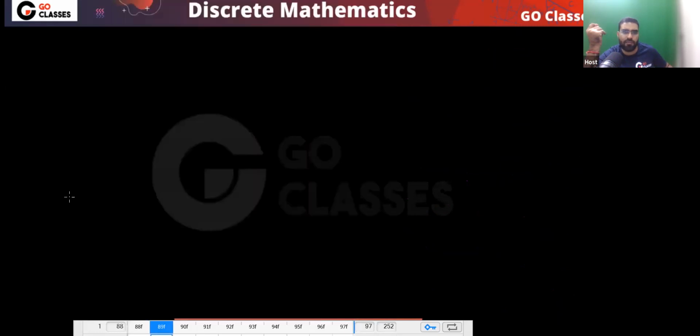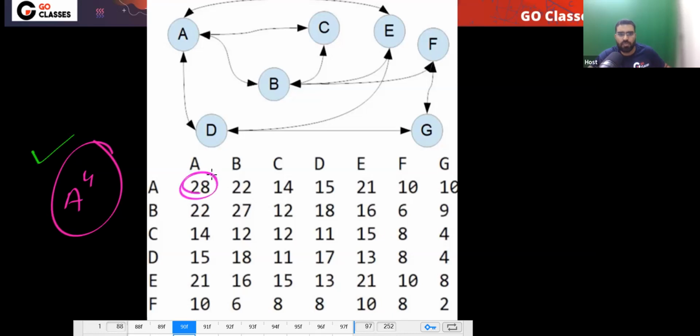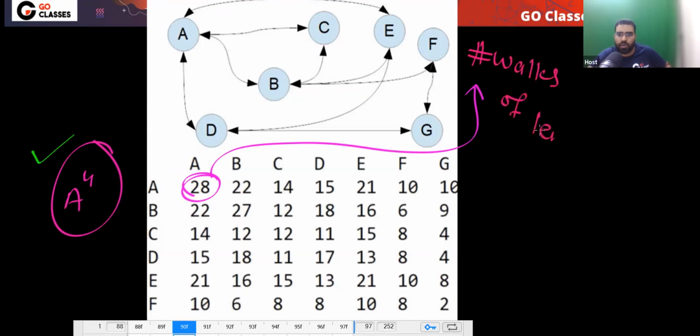Similarly, this is A power 4. If you do A power 4, this you will get. Of course, don't do this multiplication, but I'm telling you that if you do A power 4, you will get this value. What does this value tell you? What is this 28? Is this the number of walks of length 4 or at most length 4? Exactly length 4. It is the number of walks of length 4 from A to A.